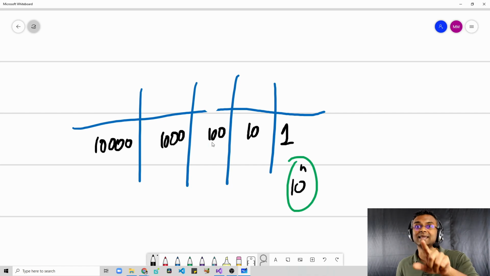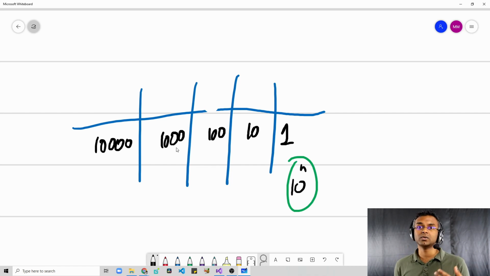How are we arriving at these tens, hundreds, and thousands places? The way we are arriving is by using this formula, which is basically 10 to the power n, right? So to understand the zeroth place, we say 10 to the power of 0, which is 1. The first place is 10 to the power of 1, which is 10. The second place is 10 to the power of 2, which is 100, and so on.